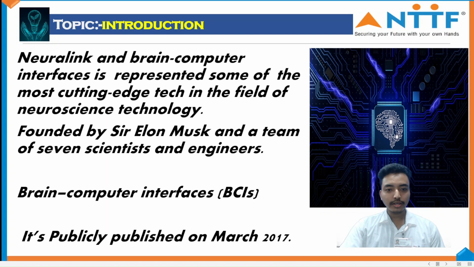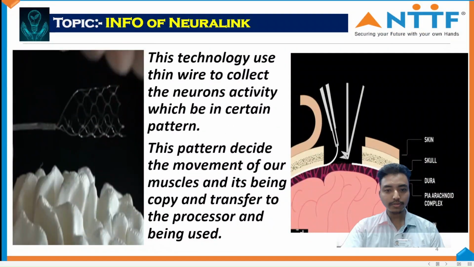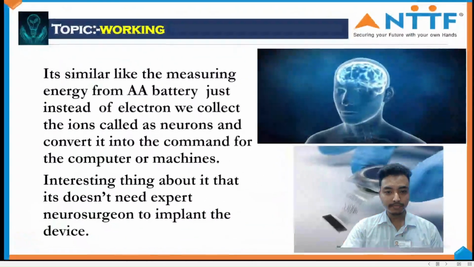Introduction. Neuralink and the brain-computer interface represent some of the most cutting-edge technology in the field of neuroscience, founded by Sir Elon Musk and a team of 7 scientists and engineers. This technology uses thin wires to collect neural activity, which follows a certain pattern. This pattern describes the movement of our muscles and is copied and transferred to the processor to be used.